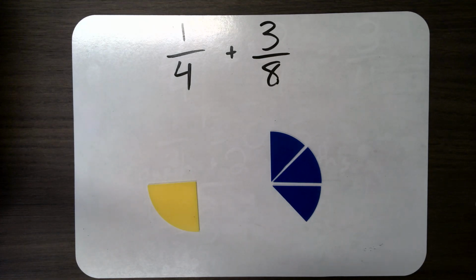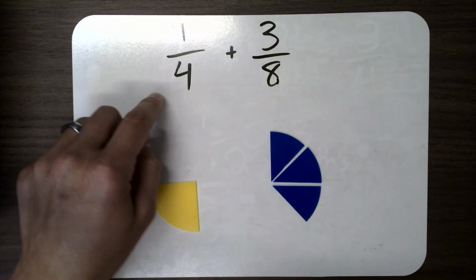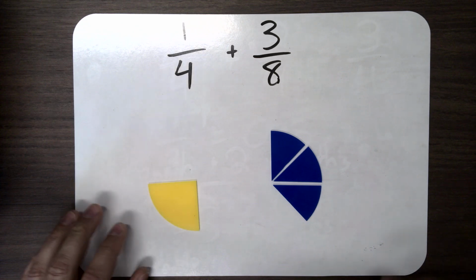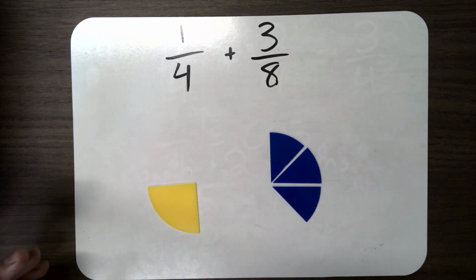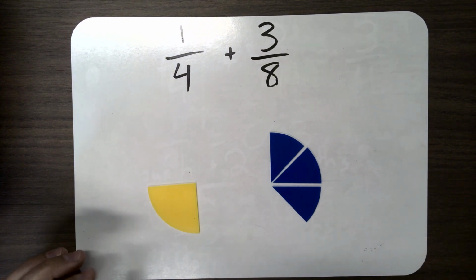In this video, we're going to discuss CRA models for fraction addition with unlike denominators, or different denominators. The example that we're going to look at is 1/4 plus 3/8. We'll look at an area model and a length model. We'll start with the area model.